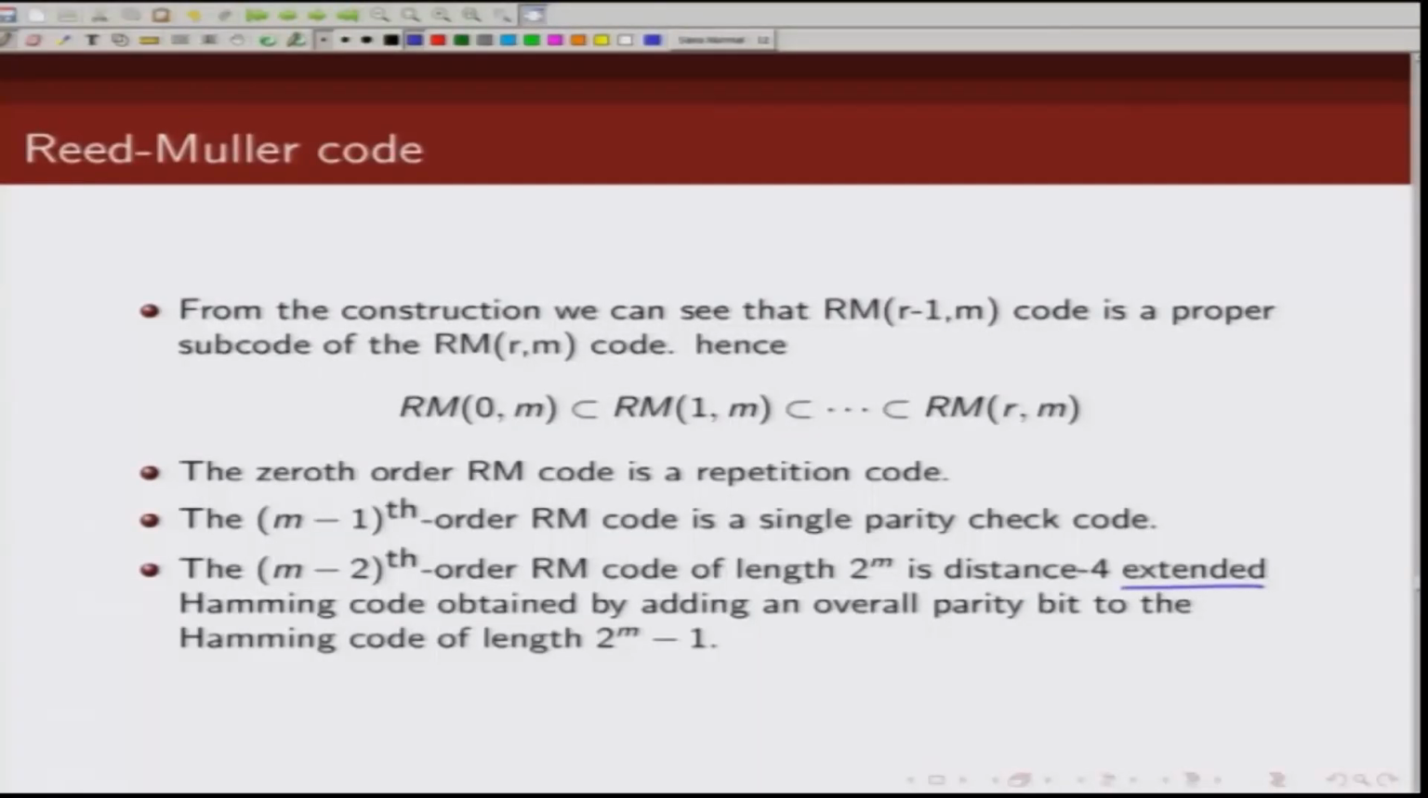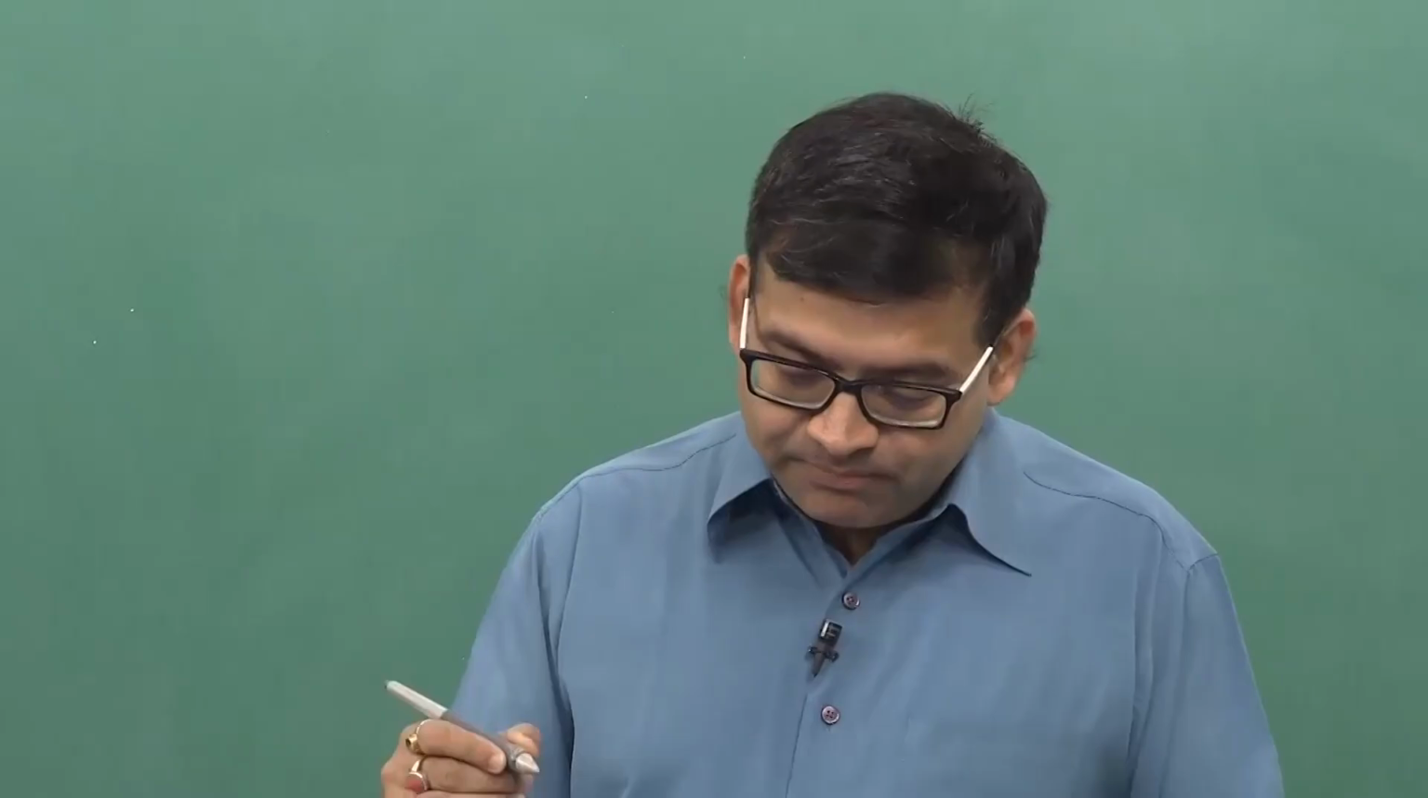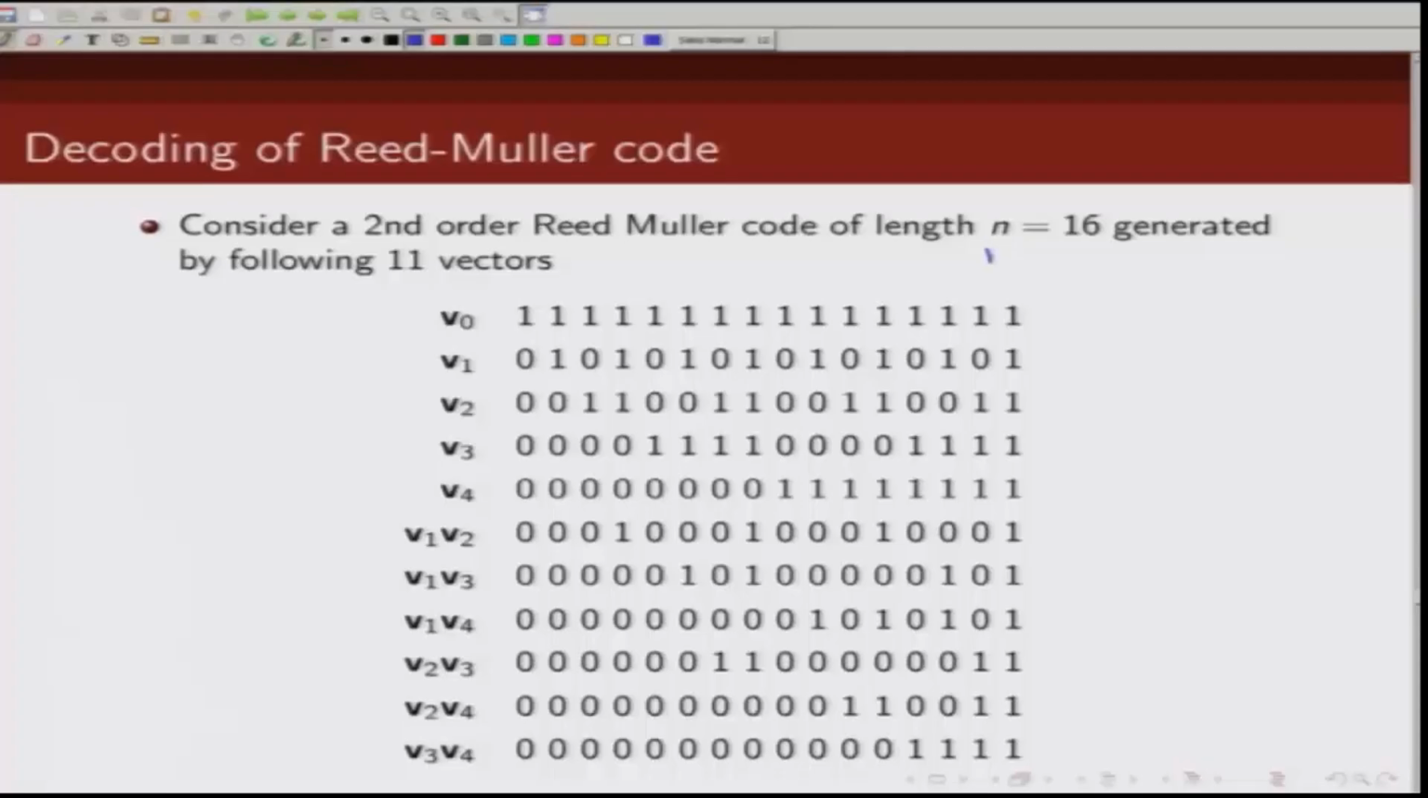Similarly, the m minus 2 order Reed-Muller code is our extended Hamming code which we just talked about in the last lecture. So, let us discuss how we can decode Reed-Muller code. We will illustrate the decoding of Reed-Muller code through an example, and we are going to use what we call majority logic decoding.